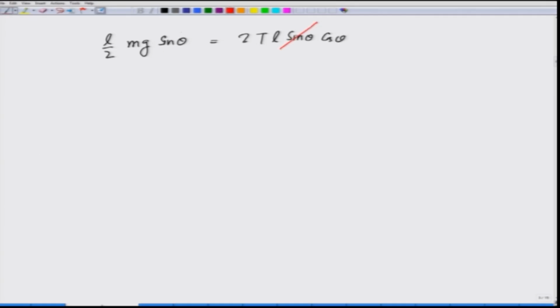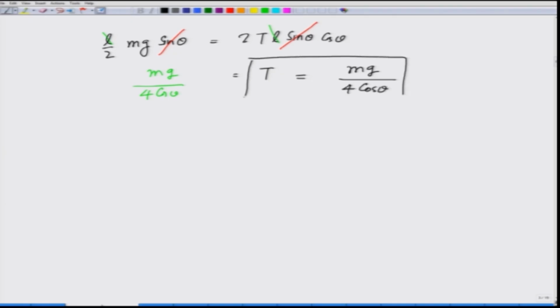Sine theta cancels. So, the L also cancels, T comes out to be mg over 4 cosine of theta. Let me write this in black, mg over 4 cosine of theta.